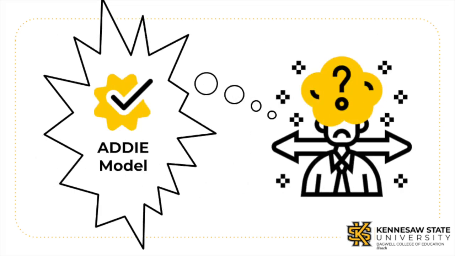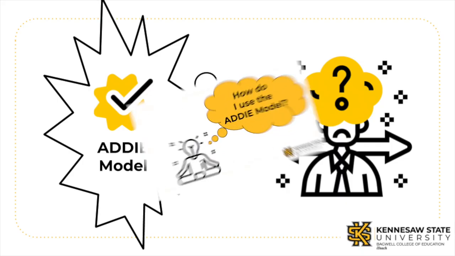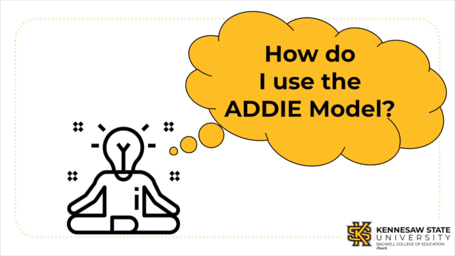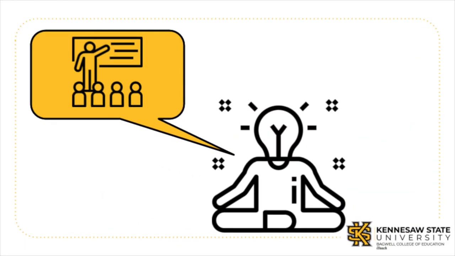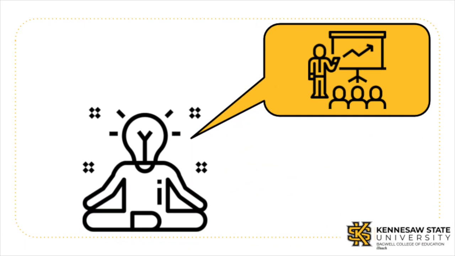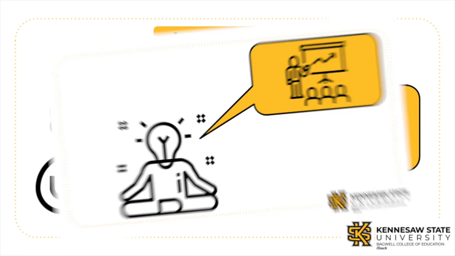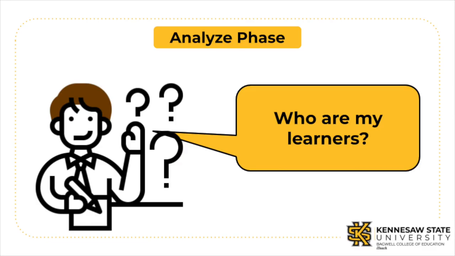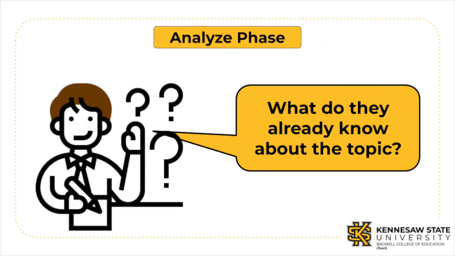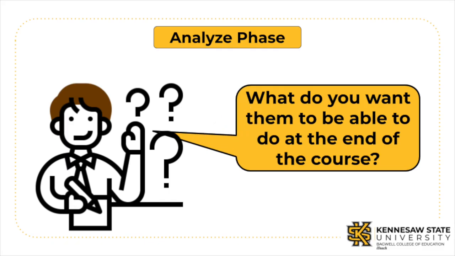Now that you understand the ADDIE model, you may be wondering, how do I use this model in my work? As a teacher or a coach, we'd like to offer you some practical strategies and tools to consider during each phase. Whether your role is a teacher or a coach, it's important to gather information and analyze your context before developing a course. Ask yourself, who are my learners? What do they already know about the topic? What do you want them to be able to do at the end of the course?